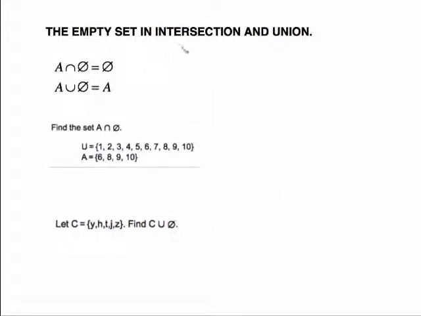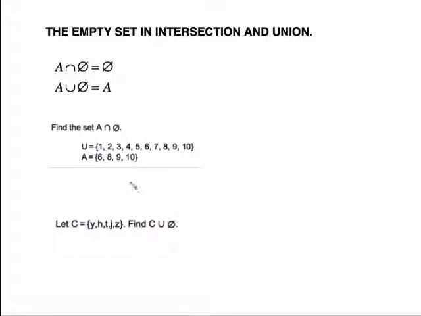The empty set in intersection and union: if you take a set A and you intersect it with the empty set, it's the empty set, because what would be in common? Just the empty set. On the other hand, A union the empty set is A. So these are worth memorizing or writing down on your index card.